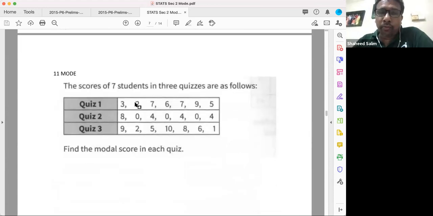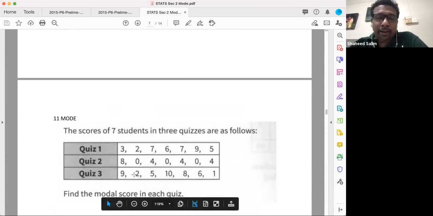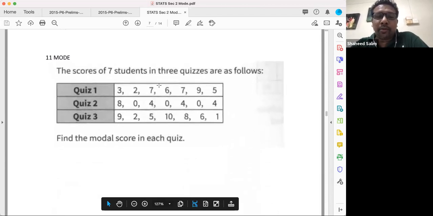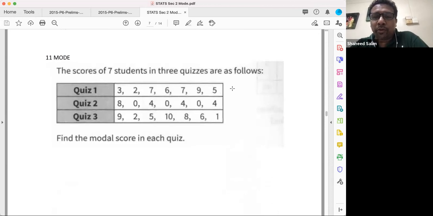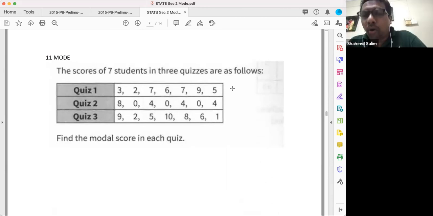Okay, now we're coming to the mode. Mode means highest in frequency, the highest number of times happening. Let's say now you get UFO experiences. Here are your students. You saw it 5 times. Okay, you try this one. This is quiz 1. What is the mode for quiz 1? You tell me. Mode means the highest occurring score for the quiz.